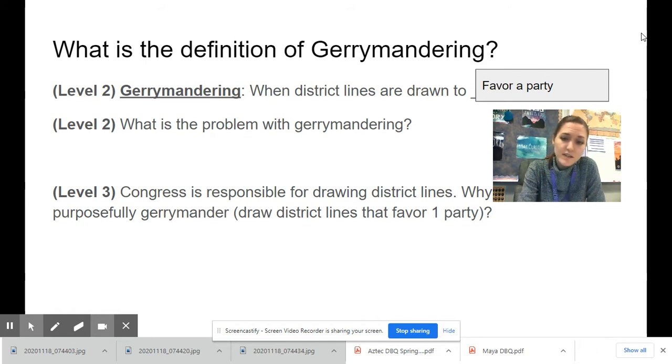Like we saw in the first example, those district lines were drawn to favor the Democratic Party. In the second example, those district lines favored the Republican Party. So it kind of groups the population sizes together, so that way one party is getting more votes than the other party.